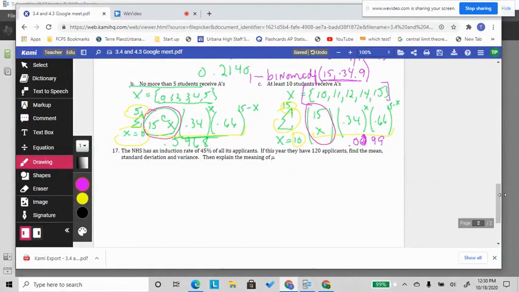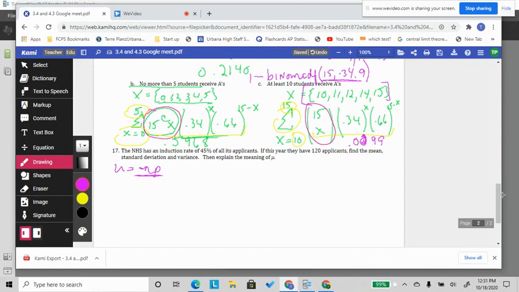Okay, last problem. The NHS has an induction rate of 45% of all applicants. This year they have 120. Find the mean, standard deviation, and variance. How do I know it's not the other mean and standard deviation where you put them in your list? Well, there's nothing to put in your list. All you're given is an N and a P. That's really all you need. So it's a binomial. You either get in or you don't get in.